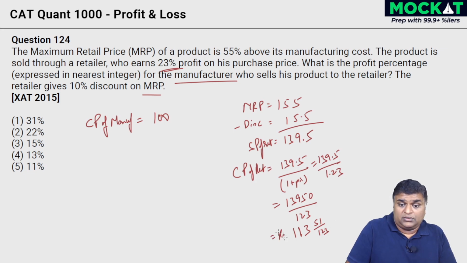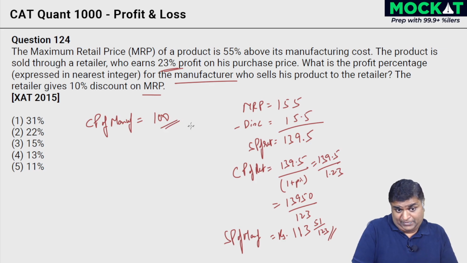So now the question is simple. The cost price for the retailer is the same as the selling price of the manufacturer, right? Because the manufacturer is selling it and the retailer is buying from here. Selling price of the manufacturer is the same as the cost price of the retailer. If that is 113, 51 by 23, the cost price was 100.